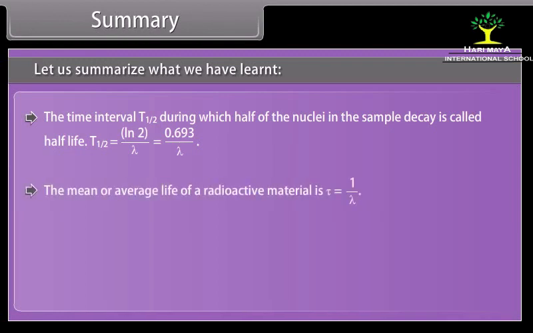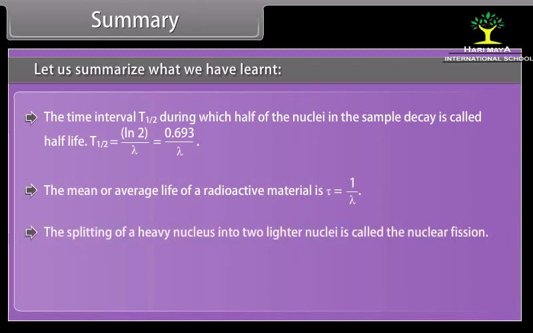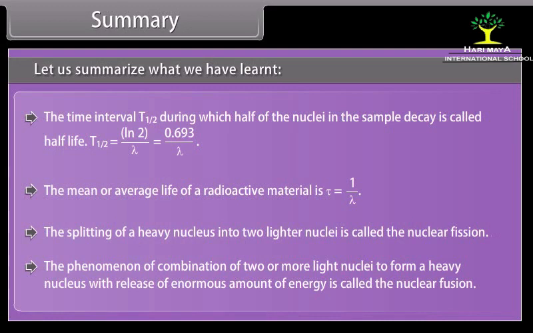The mean or average life of a radioactive material is the reciprocal of the decay constant. The splitting of a heavy nucleus into two lighter nuclei is called nuclear fission. The phenomenon of combination of two or more light nuclei to form a heavy nucleus with release of enormous amount of energy is called nuclear fusion.